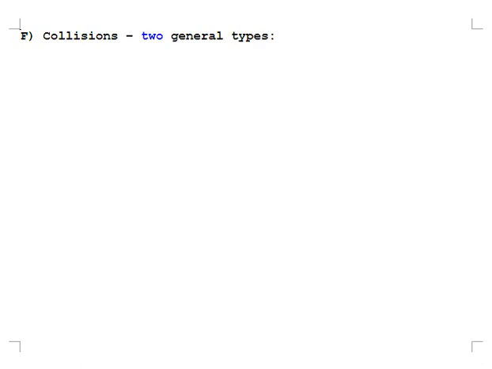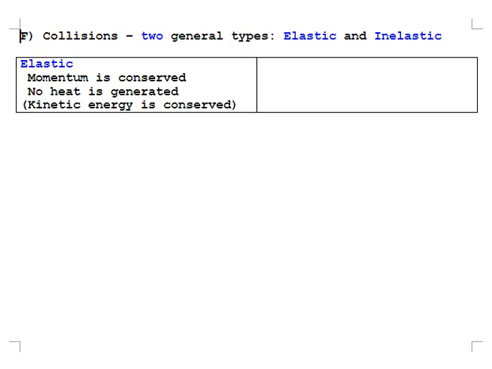We are going to classify collisions as two general types. This is not really the hit and bounce apart or the hit and stick types of collisions we saw in Chapter 5. We're going to think about collisions as two general types in terms of their energy, and their names are elastic and inelastic collisions. It has nothing to do with elastic bands, although you might think it does. Kind of strange names.